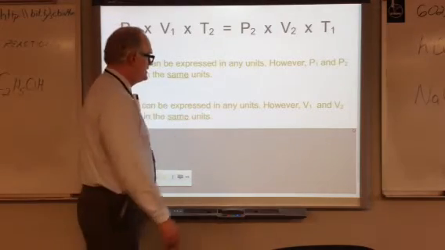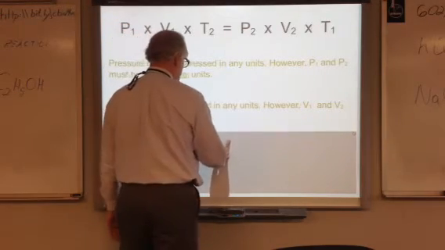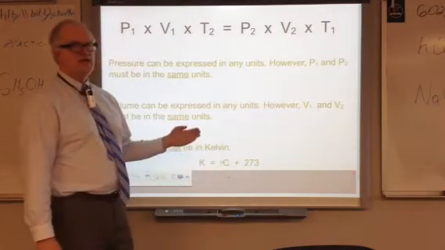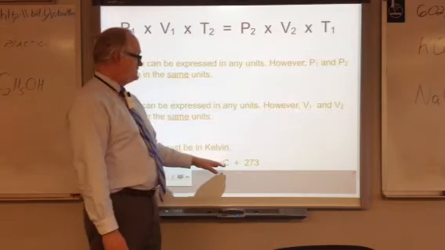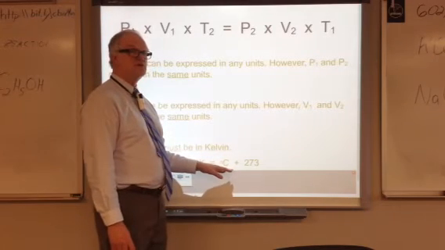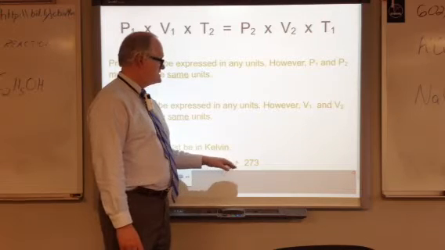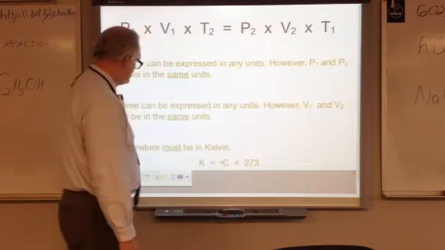Temperature is different. In order to do calculations using the combined gas law, we must have our temperature in Kelvin. Oftentimes in science we measure temperature in degrees Celsius. To get it into Kelvin, we have to take the number of degrees Celsius and add 273.